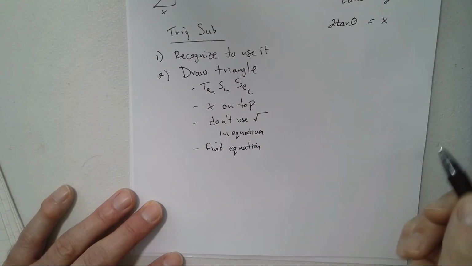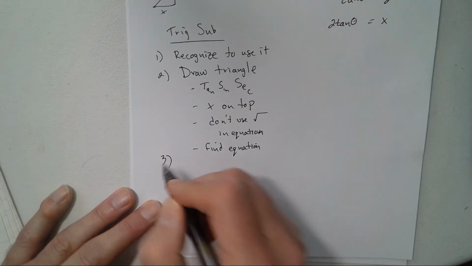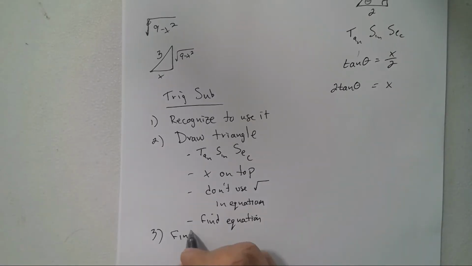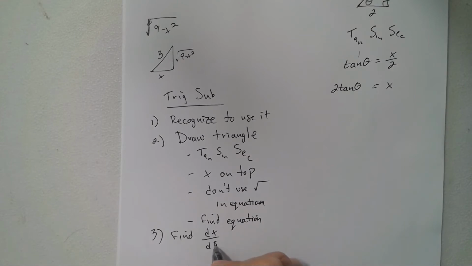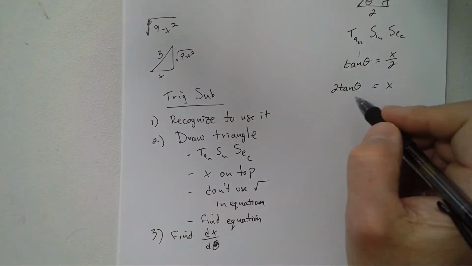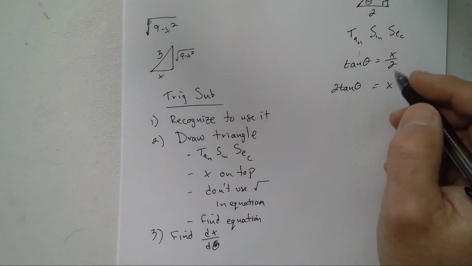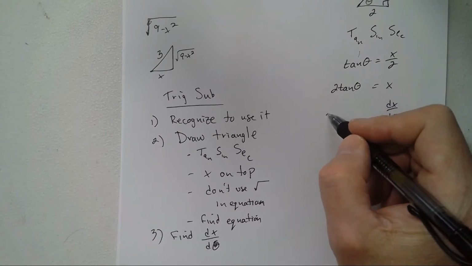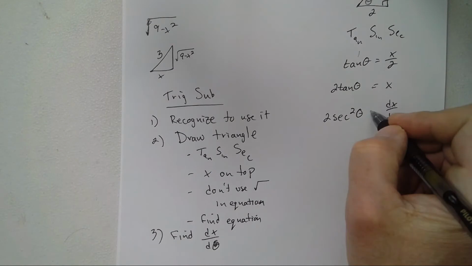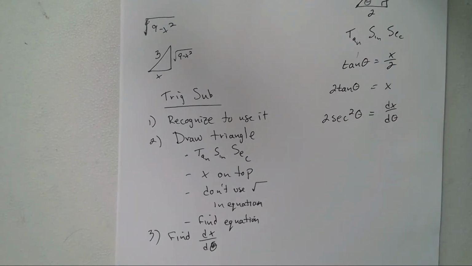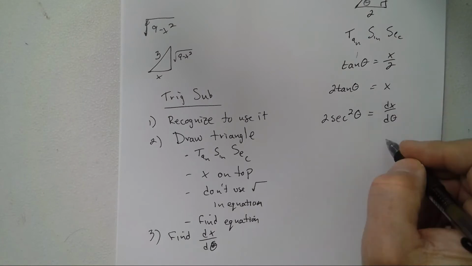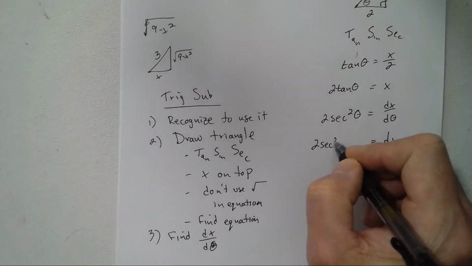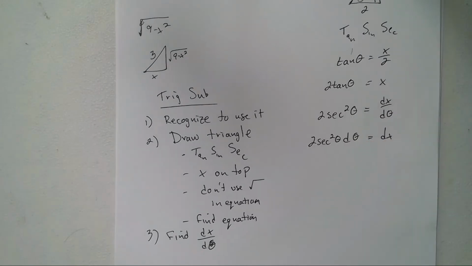So we just found it. Now we want to find dx d theta. So we're finding the derivative with respect to theta. On the left it'll be dx d theta, and on the right it'll be 2 secant squared theta. And then you can solve for dx, so dx equals 2 secant squared theta d theta. Solve for dx.